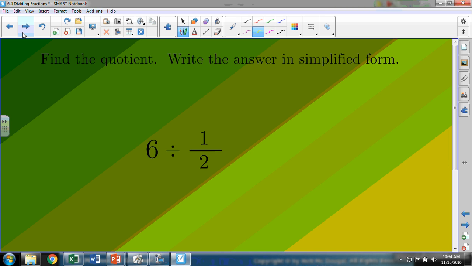What would you do if it's a whole number though? That's not a big issue. Same thing that we saw with multiplication. Put it over 1. And now we'll follow our same rule. North Dakota X. 6 times 2 is 12. 1 times 1 is 1. 12 over 1. Done.